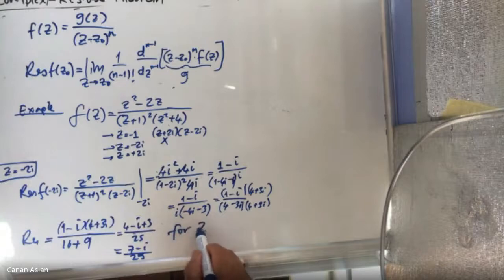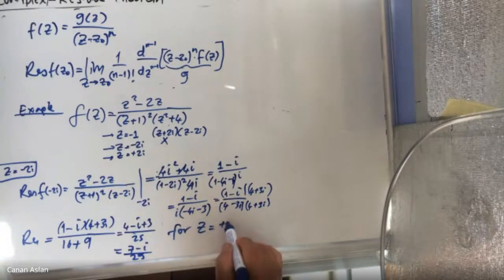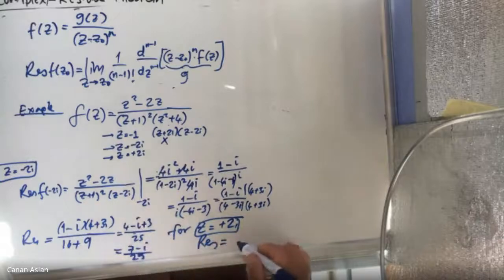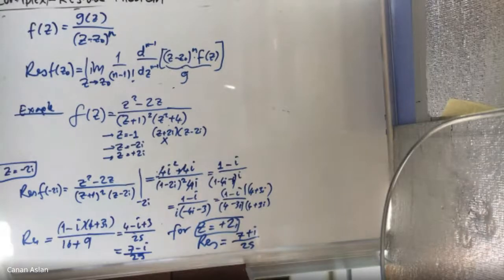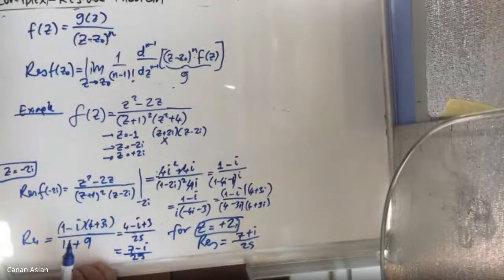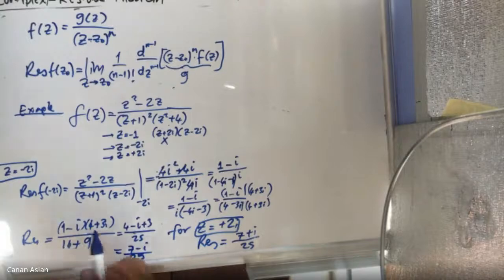For z equals plus 2i, okay, the residual is given exactly the same, except this minus sign will be replaced by plus sign. Usually there is a symmetry. 7 plus i divided by 25. Okay, so we got all the residuals. When we get all the residuals, we can just integrate this function very simply. Okay, now let's look at what happens in this case.